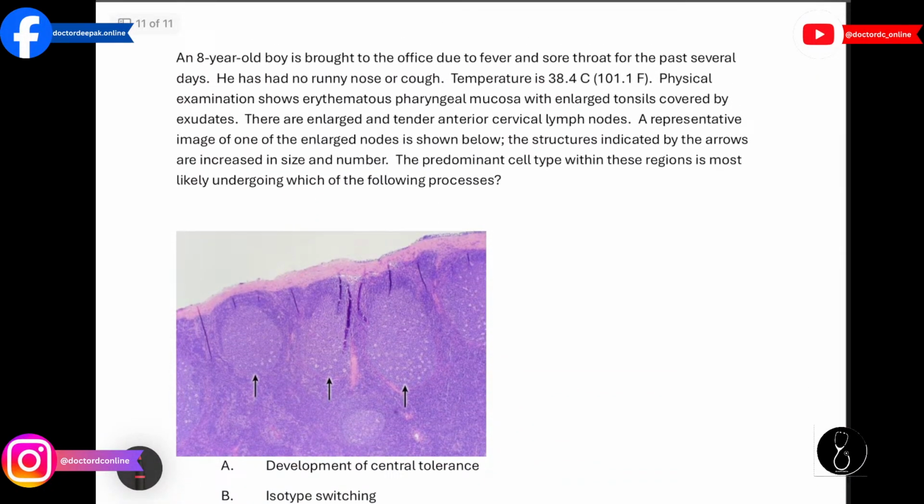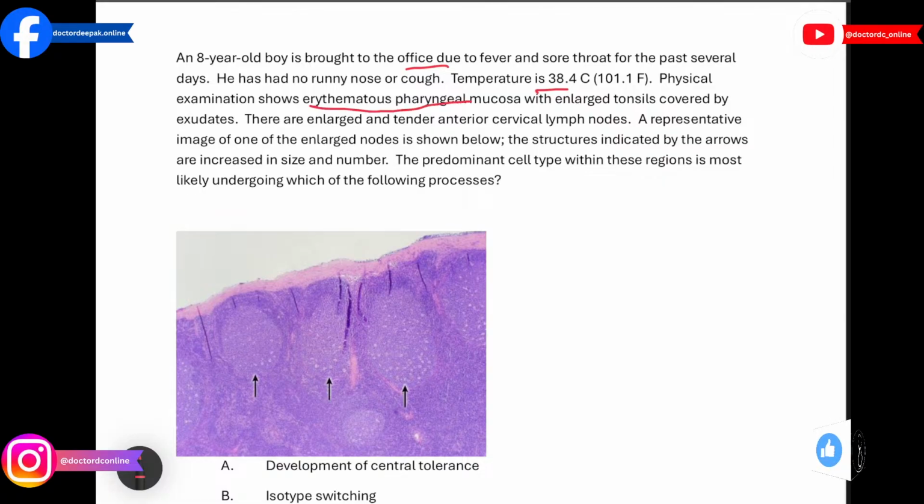So now we are moving to our next question. The next question is about an 8-year-old boy who is brought to the office due to fever and sore throat for the past several days. He has no runny nose or cough. The temperature is 38.4.